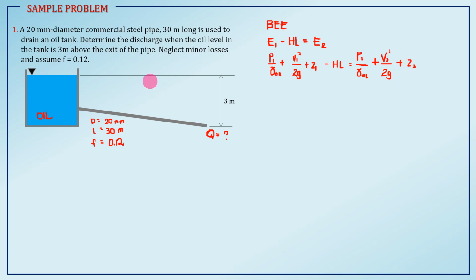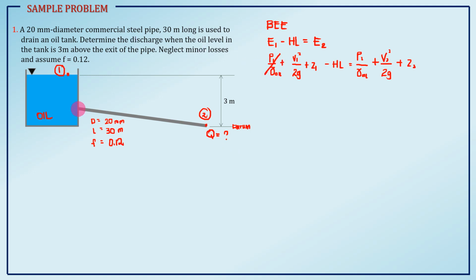So, let's analyze. Let's have our point 1, this one, to make it easier, and this is our point 2. In this sample, we will make our datum at point 2. So, this is the datum. Now, analyze point 1. At point 1, we don't have the pressure head because it is exposed to air. So, cancel.